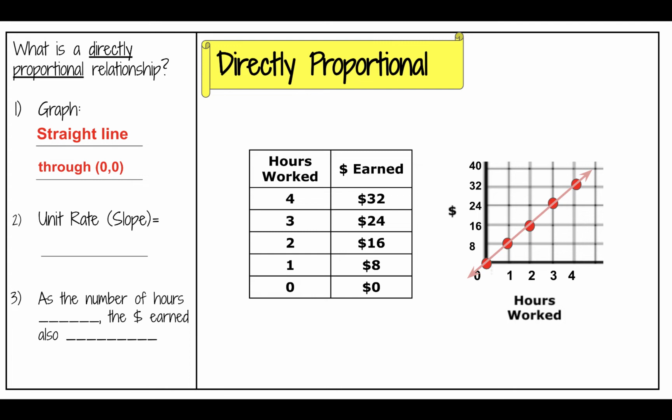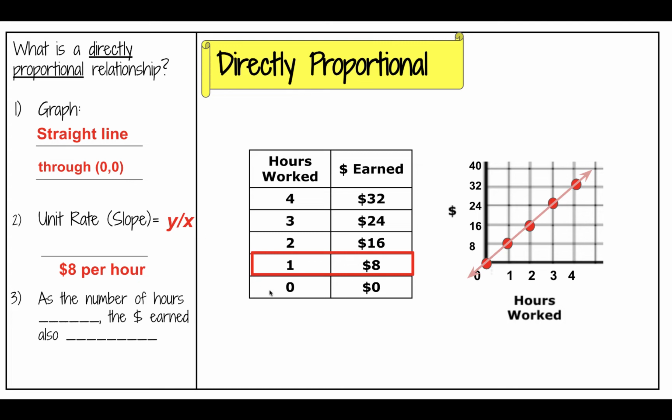Let's look at it in the table of values. Let's see if we can identify that unit rate. Sometimes it's visible, sometimes it's not. I can see it in my table. It's $8 for every hour worked. I'm going to write that down. If it wasn't visible, remember, unit rate is where we're taking our y value and dividing it by x.